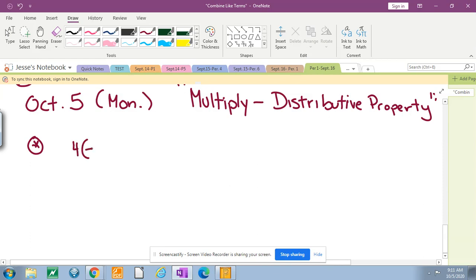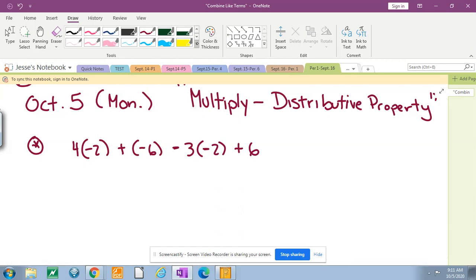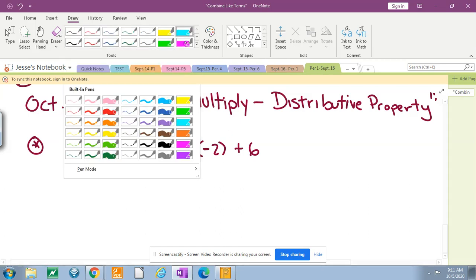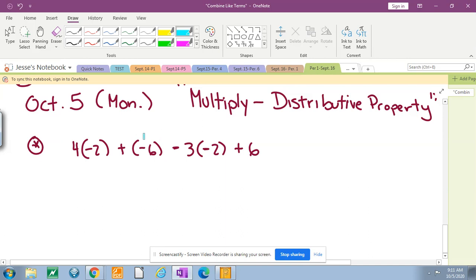4 times -2 plus a -6 minus 3 times -2 plus 6. So we're going to go ahead and simplify or solve, okay? So now what do we do first? Okay, so remember, the first thing you should be doing is your multiplication.